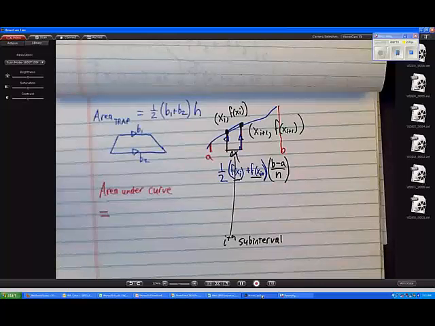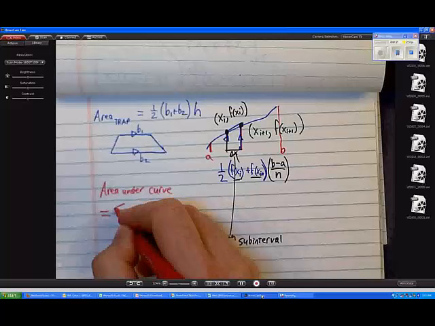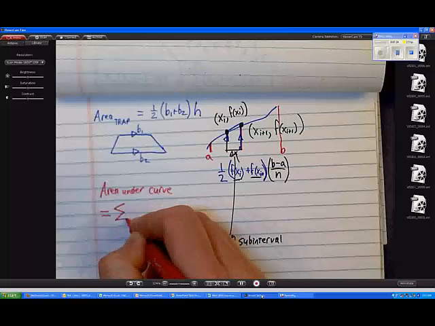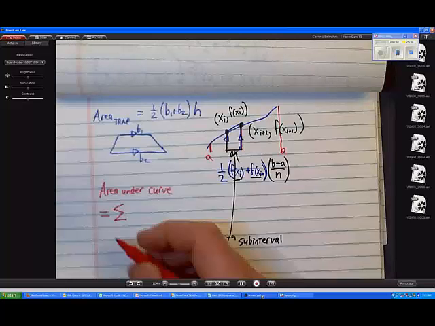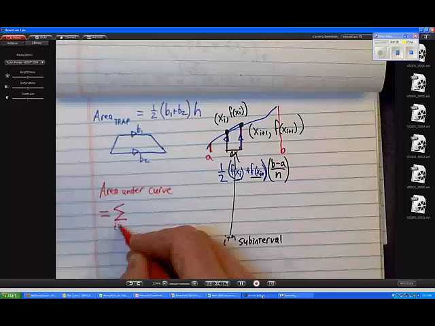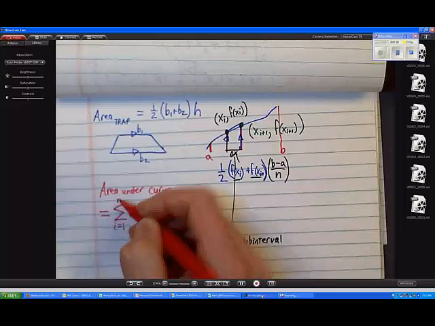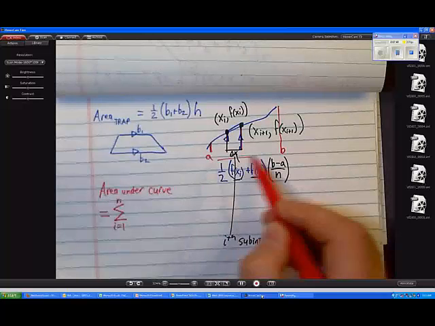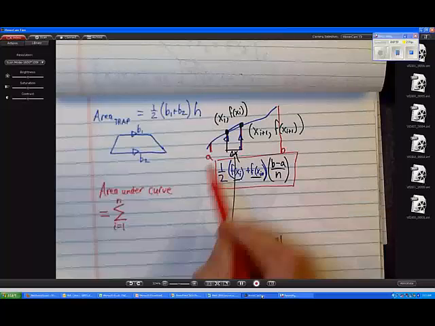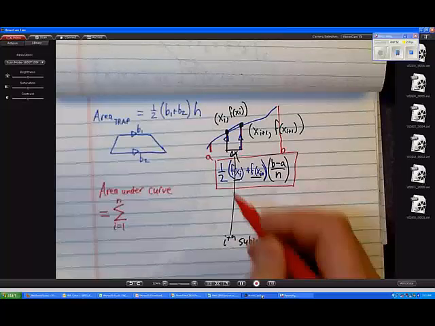Now, what's my symbol? There it is. That says I'm going to add. What do you think I'm going to put on top and bottom of that sigma? i equals 1 to n. That's right, because we divided it into n subintervals. We've done this a million times now, right? And so what I want to add up are a whole bunch of these areas of the trapezoid. That goes in here.